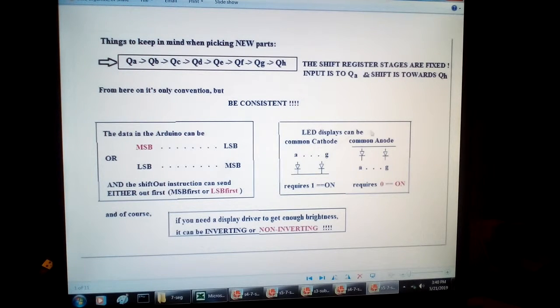Oh, by the way, LED displays, if you need a new LED display, come in 2 types, common cathode and common anode. Now what that means is, in the common cathode, the pointy ends of the diodes are all connected together, and that means you need a 1 at the back end to turn them on. Where the common anode, the back ends of the diodes are all connected together, and you have to put a 0 on the segment to turn it on. And finally, if you need a display driver to get enough brightness and you're out in the real sun, it can either be inverting or non-inverting. So make sure you get all that stuff consistent, and it'll work.